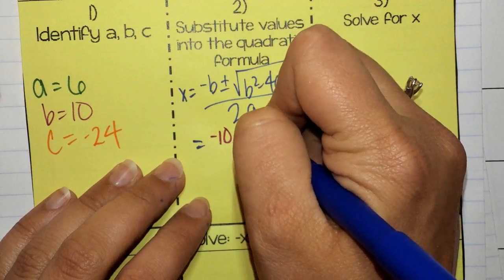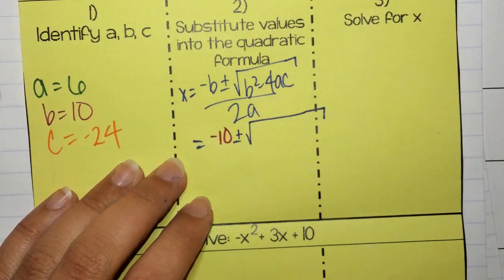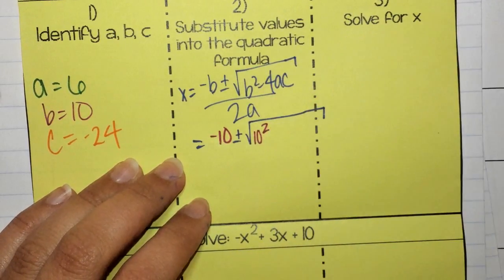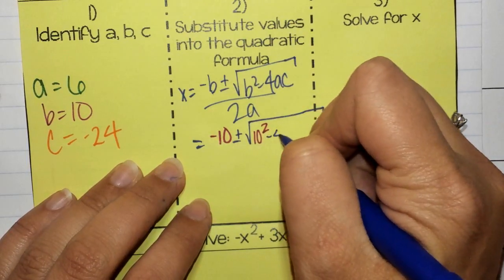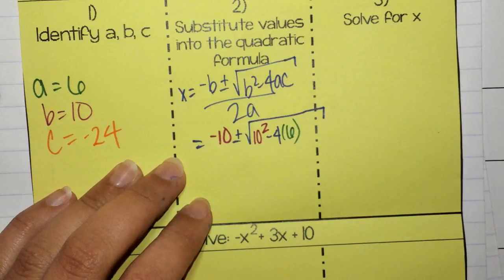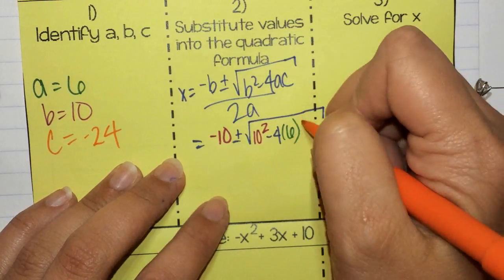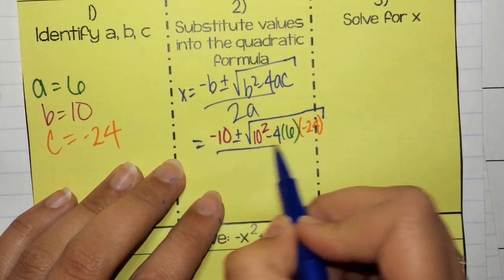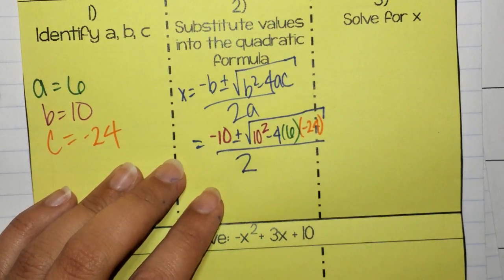Plus or minus the square root of... What is B again? 10. So that's 10 squared minus 4. What's our A? 6. Times 6. And what's our B? Our C? Negative 24. All divided by 2 times 6.